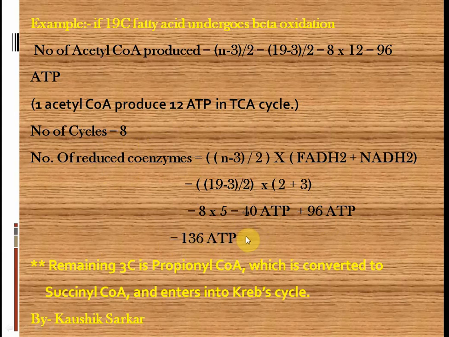Now remember one thing, that this is what it produces. The remaining 3C propionyl CoA is converted to succinyl CoA and enters into the Krebs cycle. Now remember, what I have not written here must be a question in your mind. To attract your attention, you must subtract 2 ATP from these 136. I have not written it there. You must remember 136 minus 2 must be subtracted. So it will be 134 ATP. I repeat, it will be 134 ATP.